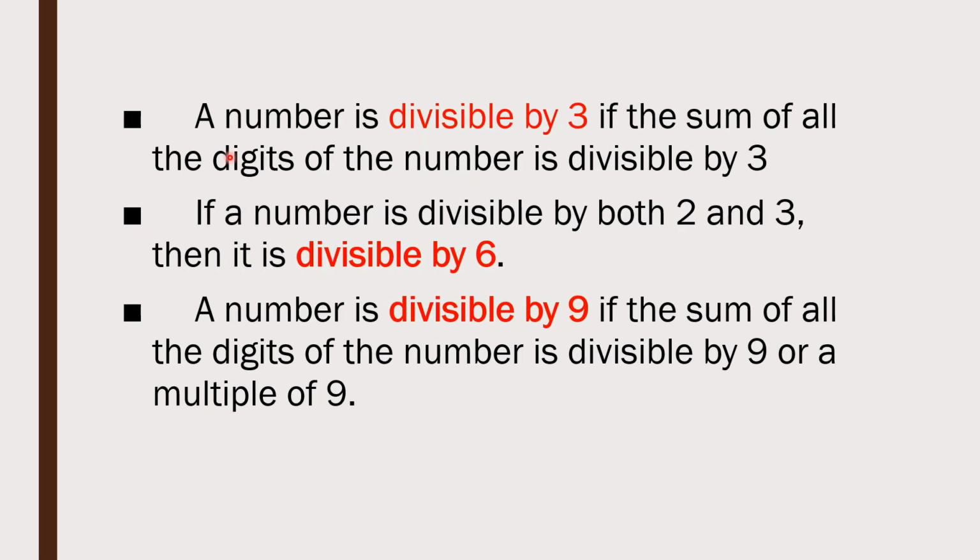Let us recall the divisibility rules for 3, 6, and 9. We can say that a number is divisible by 3 if the sum of all the digits of the number is divisible by 3. If a number is divisible by both 2 and 3, then it is divisible by 6. A number is divisible by 9 if the sum of all digits of the number is divisible by 9 or a multiple of 9.